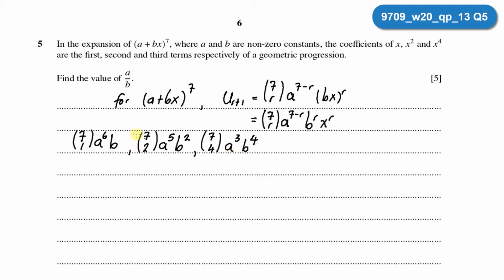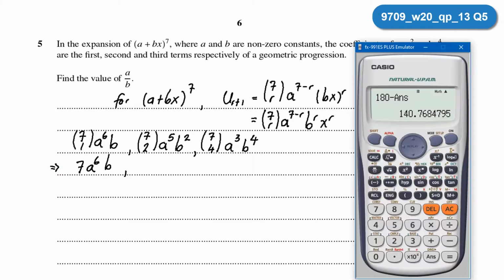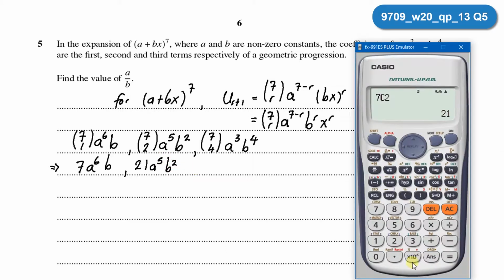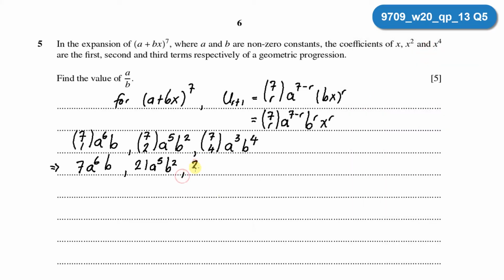Now we can simplify this a bit. 7 choose 1 is 7, so it's 7 a to the power 6 b. 7 choose 2 is 21, so that's 21 a to the power 5 b to the power 2. And 7 choose 4 is 35, so we have 35 a to the power of 3, b to the power of 4.